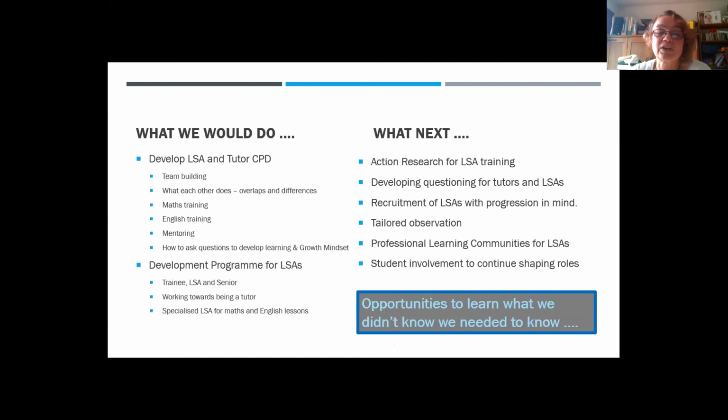So really, there's lots of things on this slide, and I'm not going to read it all. But listening to Jean McNiff this morning, I think what made me realise is that what we do go on to do next, there are opportunities to learn what we didn't know we needed to know. And I'm not sure that I knew. One of the things that I think the most important thing is that LSAs and tutors need to understand what each other is doing. And we want to now then create some professional training opportunities for them to really understand what each other does so that we can work better as a team. And for me, that's probably the takeaway thing.